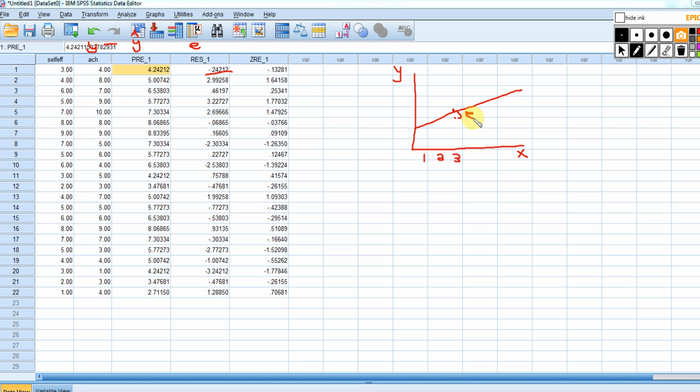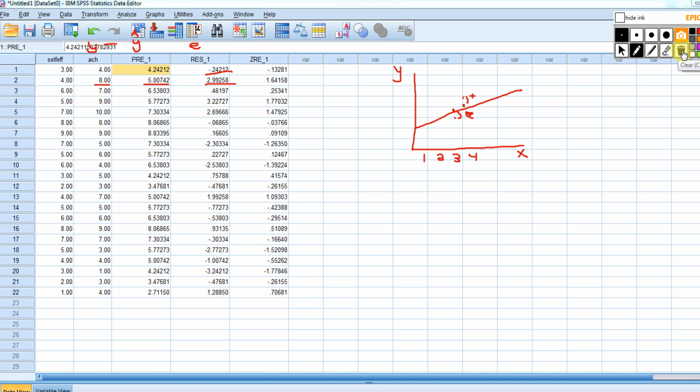The second person, you can see that their actual score on achievement was 8. Their predicted score was 5. So if you take 8 minus 5, you get 2.99258. In other words, that person was scoring above the predicted value, and so the error happened to be positive instead of negative. At any rate, we can assess the issue of homogeneity of variances by requesting a residual plot or residuals plot.